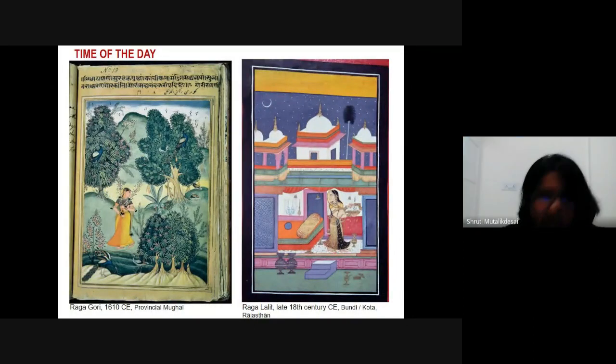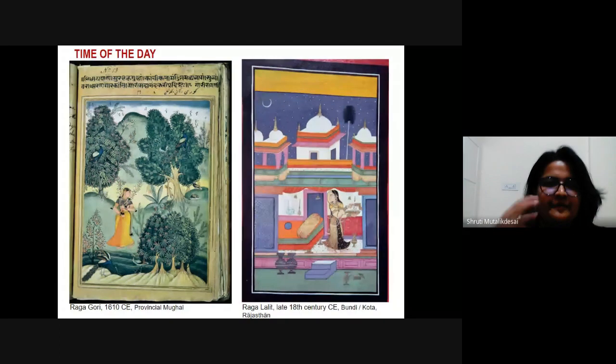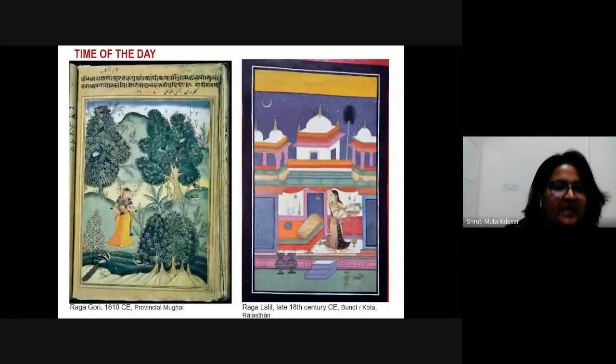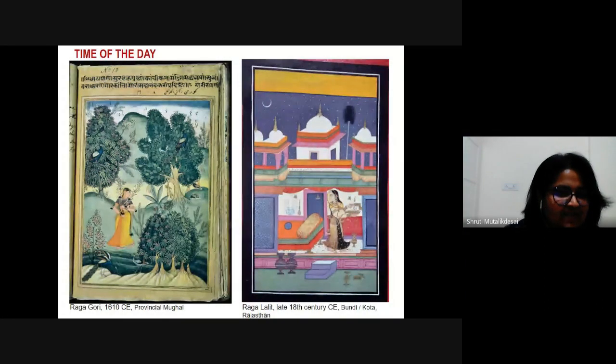Then the next theme we identified was time of the day. So we have taken Rag Gori and Rag Lalit. Now these ragas are also associated with and usually used to evoke the feeling of a particular time of the day. So here we see that Rag Gori is a morning raga, a daytime raga. Hence, the representation of the sky is again something that gives us the idea of daytime. Brighter colors are used. The landscape representation is also like that.